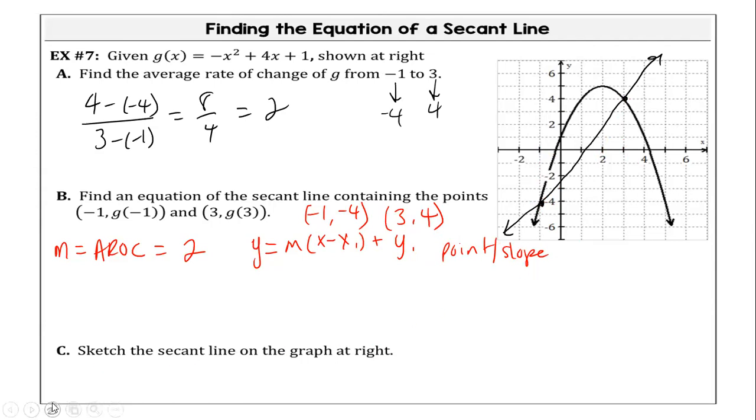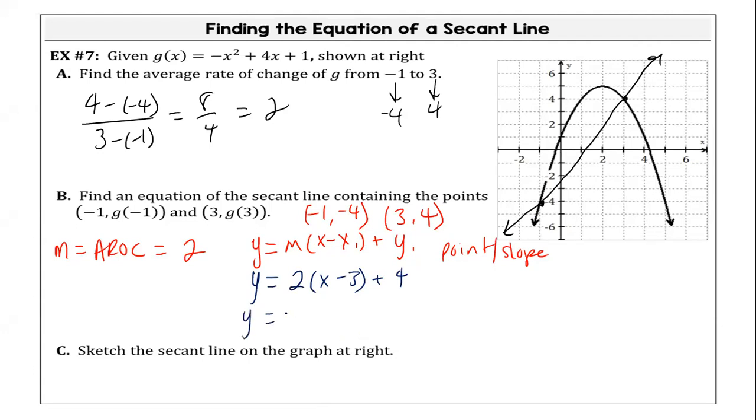And you can choose whichever x and y you want. It does not matter which one. I either can use the first set or the second set. It does not matter. I repeat, if I chose to use 3 and 4, I can use 3 and 4. I'm going to use 3 and 4 because they're both positive. Does that make sense? I'm plugging in. So we have y equals 2 times x minus 3 plus 4. Can I simplify that to find the equation of my line?